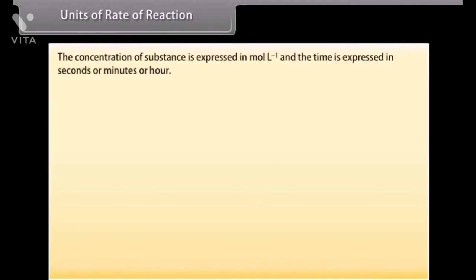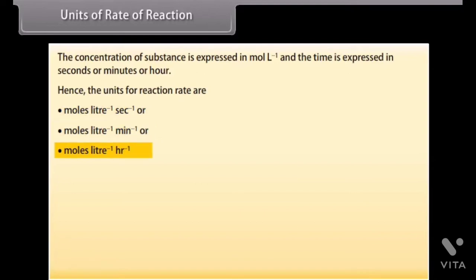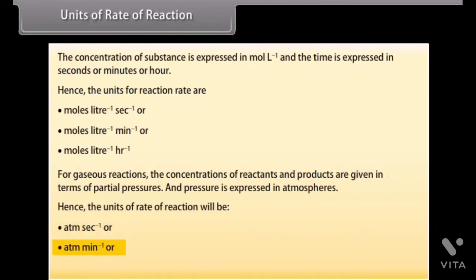Units of rate of reaction. The concentration of substance is expressed in moles per liter and the time is expressed in seconds, minutes or hours. Hence, the units for reaction rate are moles per liter per second, moles per liter per minute or moles per liter per hour. For gaseous reactions, the concentrations of reactants and products are given in terms of partial pressures, and pressure is expressed in atmospheres. Hence, the units of rate of reaction will be atm per second, atm per minute, or atm per hour.